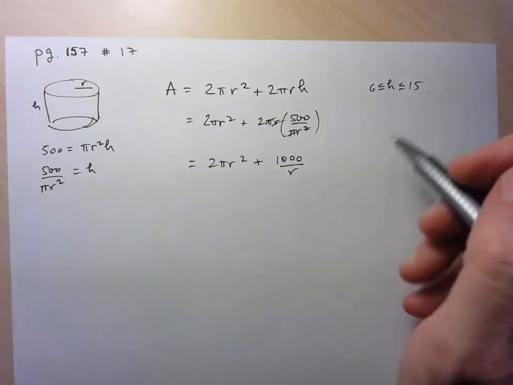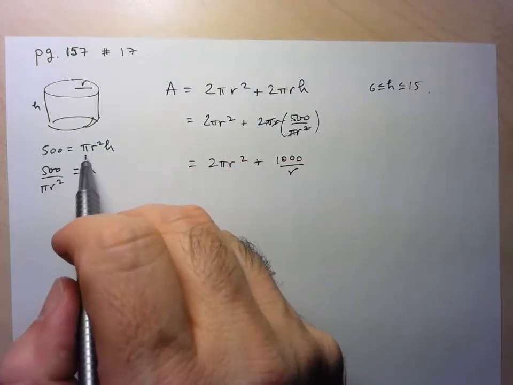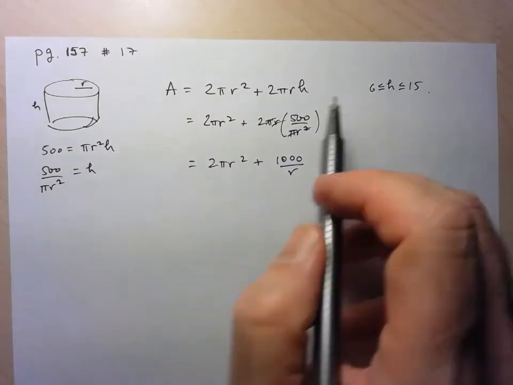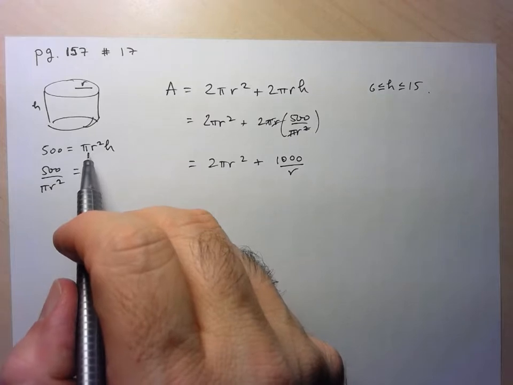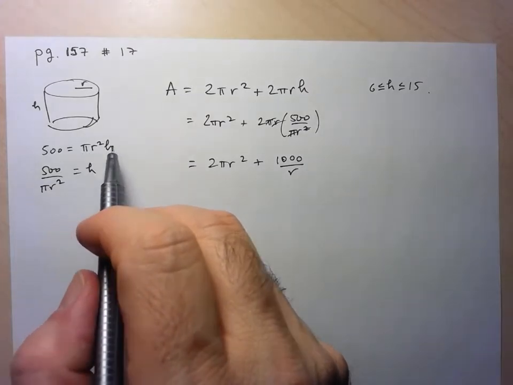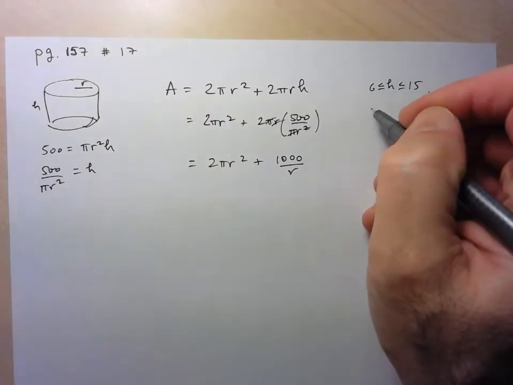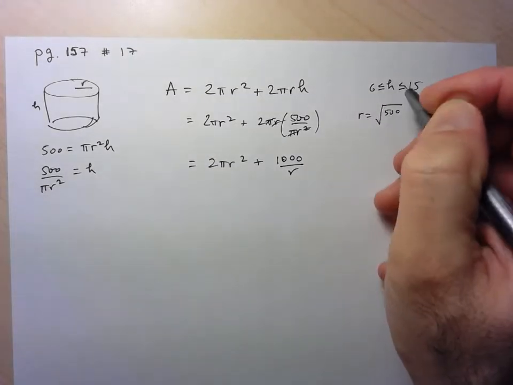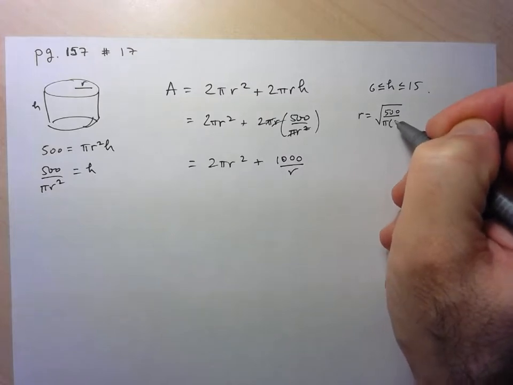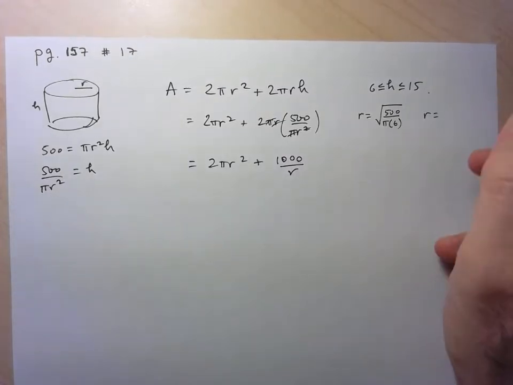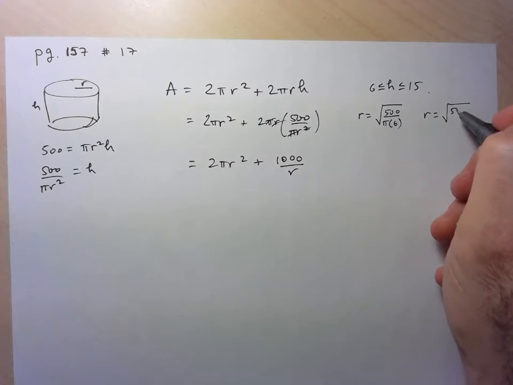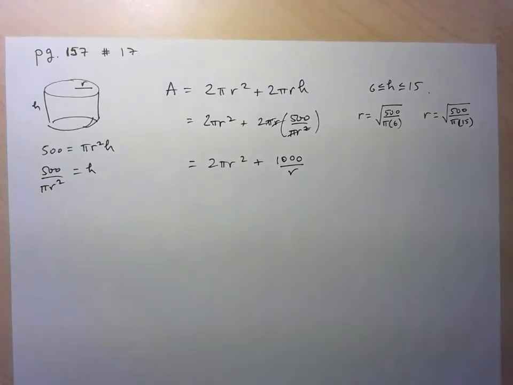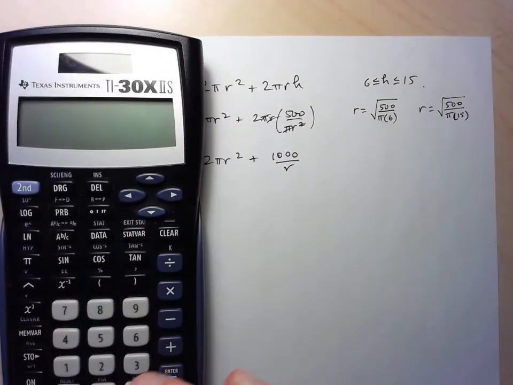Now I'm just going to take this equation and use it to convert height values into radius values. If I isolate r here, the pi h would go to the other side and I have to take the square root. So I'm going to determine the square root of 500 over pi times h, and let's start with 6, and I also have to determine the radius when the height is equal to 15. I'm just going to calculate that here.